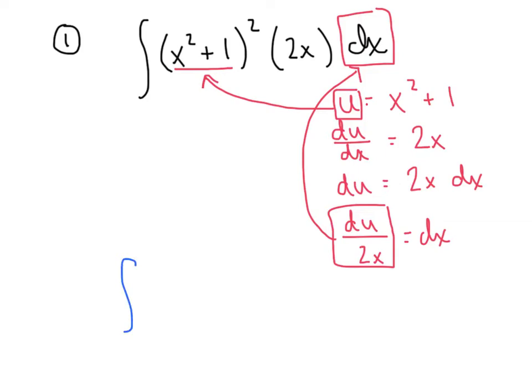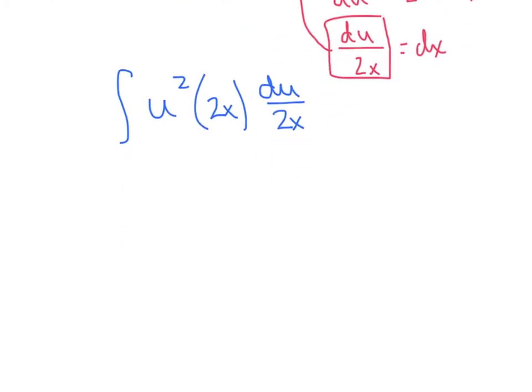What used to be the x squared plus 1 is now u, and it's being squared. I still have that 2x on the outside. And then where the dx used to be, I'm making a substitution of du over 2x. Now, do you see the beautiful cancellation we now have set up for ourselves? The 2x cancels the 2x.